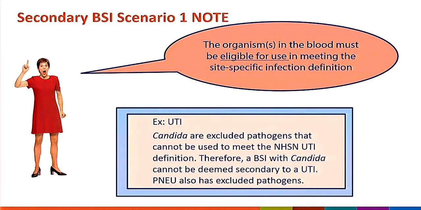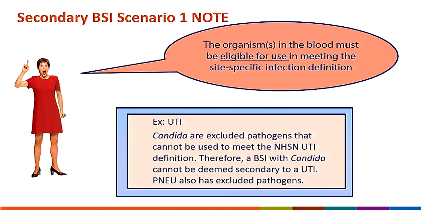There is an important point to follow that up with. If an organism in the blood is ineligible for the specific infection type, then that organism cannot be considered to be caused by or secondary to that type of infection. So again, falling back on the UTI example, we have one here. Candida are excluded pathogens that cannot be used to meet the NHSN UTI definition.